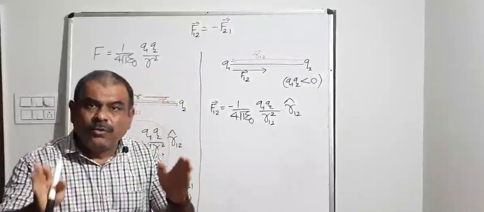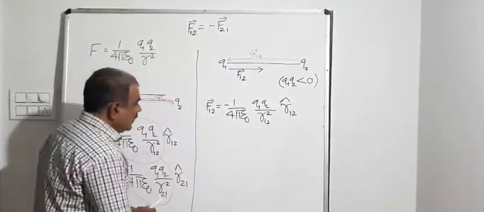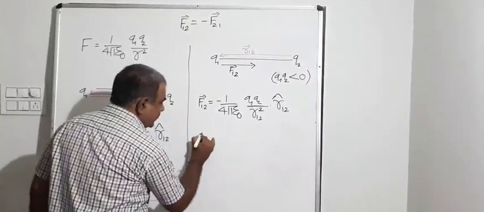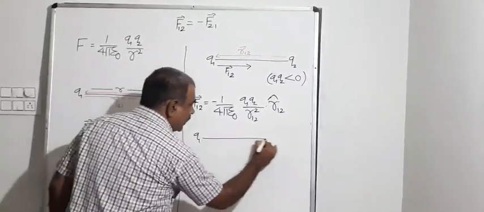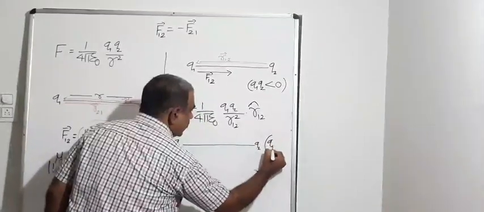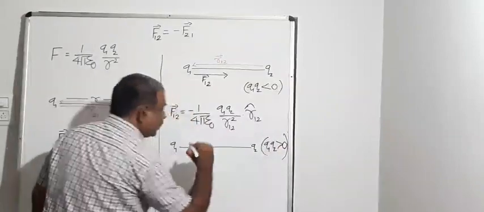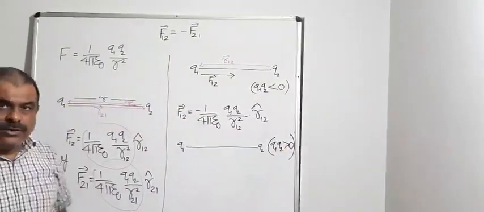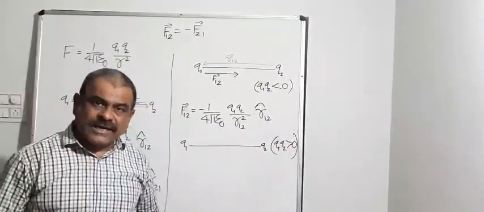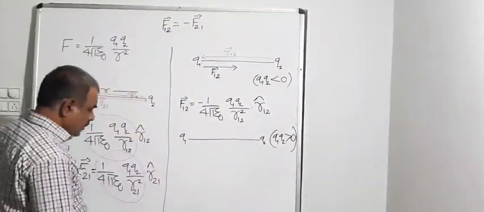When we are discussing force between two charges, for multiple charges it depends on the resultant. Now in the same way, see this. Q1, Q2. The condition I am taking is Q1 Q2 greater than 0. Q1 Q2 greater than 0 means both charges are alike, both are positive or both are negative.